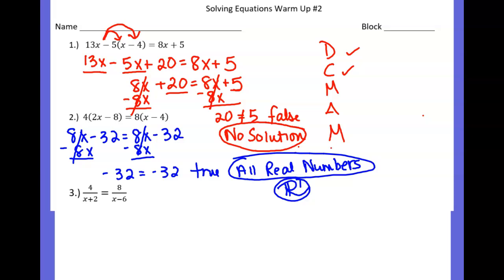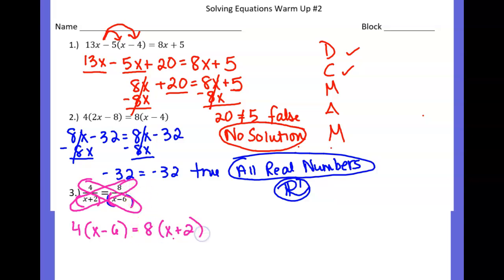Then also last class we learned how to solve proportions, and we learned that we would use cross products to do that. When we're using cross products, we have to be careful and make sure that if we have more than one term in the numerator or denominator, we need to put it in parentheses. So when we use our cross products, we'll take 4 times x minus 6 and we'll set it equal to 8 times x plus 2.